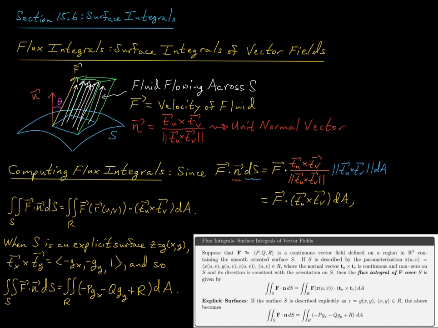Okay, so the above expression will become what? Well, if the components of the vector field F are P, Q, and R, and I dot that with this cross product vector, I'm going to get minus P times gx, and then minus Q gy, and then plus R times 1, which is just plus R. So that becomes the integrand. And again, I'm going to be integrating in the uv plane.